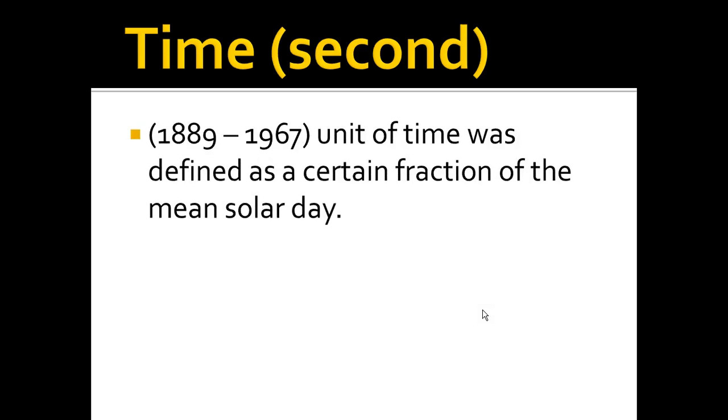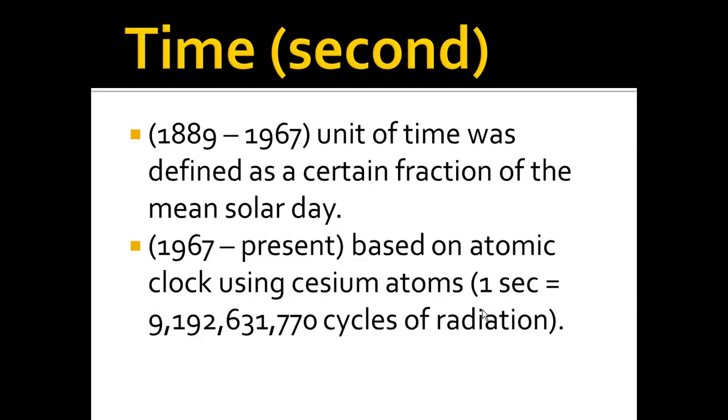Now let me introduce to you the first of the basic quantities. First is time, which has the basic unit, the second. The unit of time was defined as a certain fraction of the mean solar day, and this was adopted from 1889 to 1967. But from 1967 up to the present, the definition of time was revised and is based on an atomic clock using cesium atoms. From 1967 on, 1 second is defined as a given number of cycles of the radiation emitted by the cesium atom.